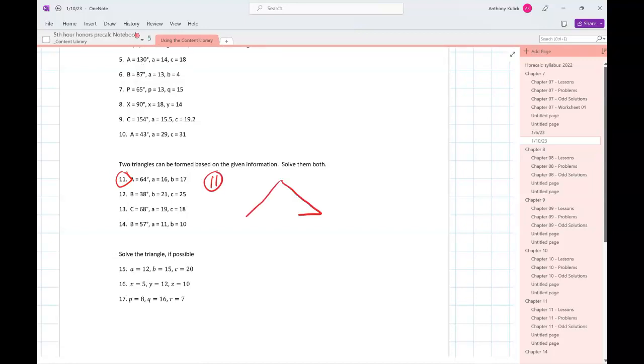So I would start by just drawing the picture. Right away, I notice that this is a side-side-angle because the given angle isn't in between the two given sides. I notice that the given angle is acute, and I notice the side opposite the given angle is the shorter of the two sides. So this is that ambiguous case situation.